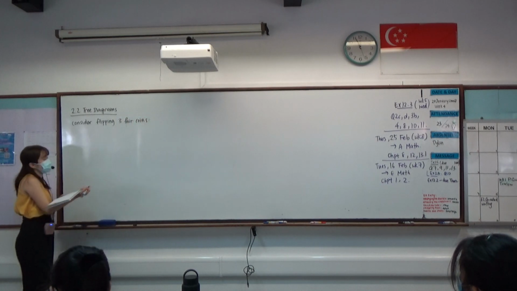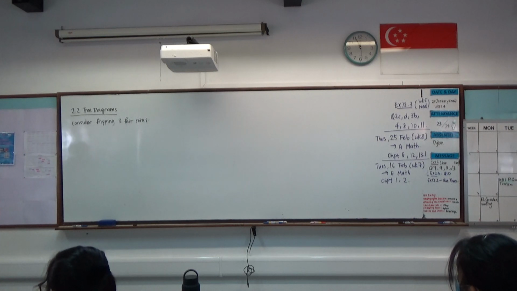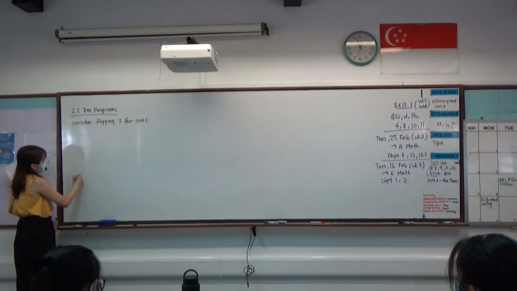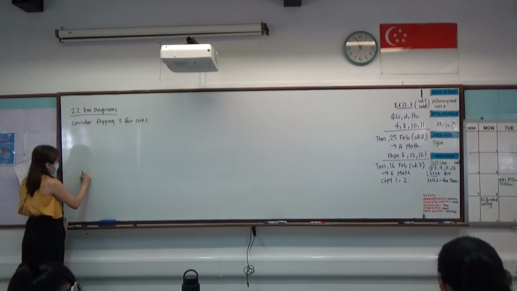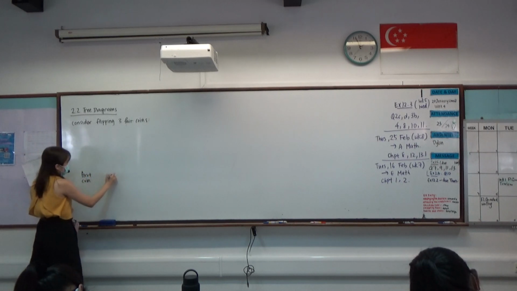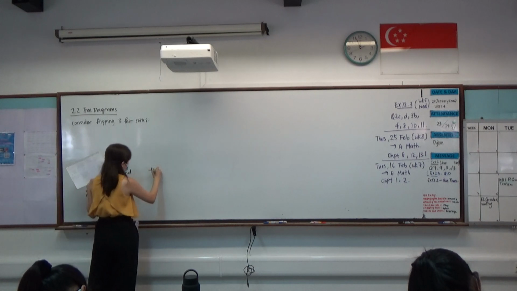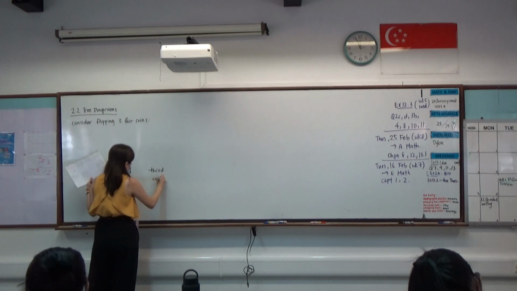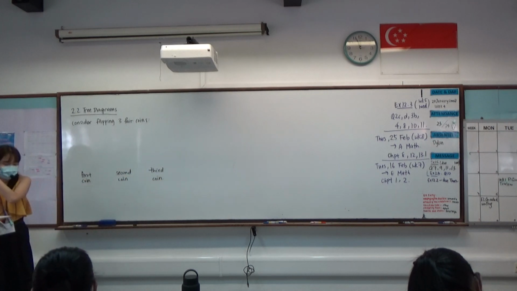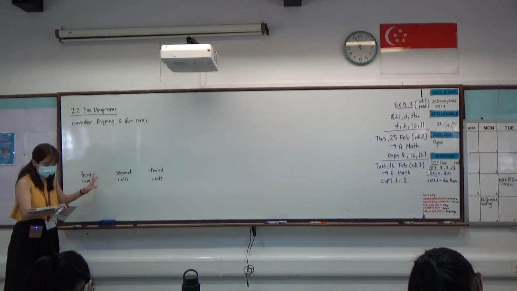Okay, so let's start with something simple first. Flipping a fair coin. Okay, 3 fair coins. So since we have 3 coins, we are looking at first coin, second coin, and third coin. You need to give yourself sufficient space first, so don't need to write this yet.